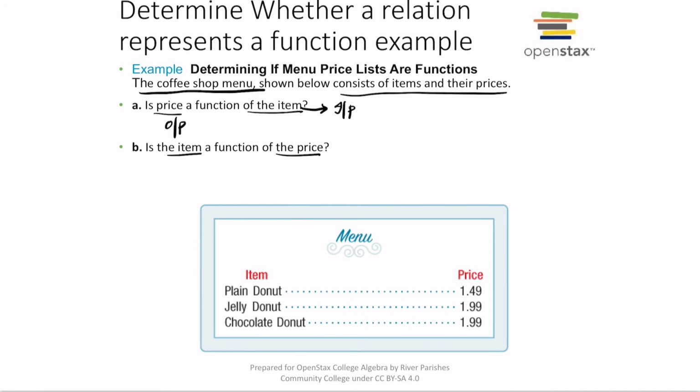To make it easier, what we can do now is write it down in such a manner. Write it down like this. Now notice that for each given item, for each given plain donut, there is a price. That is 1.